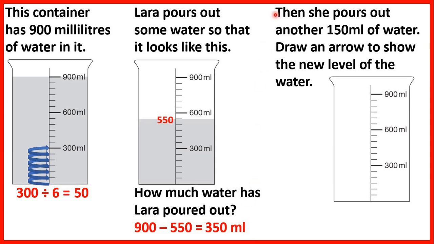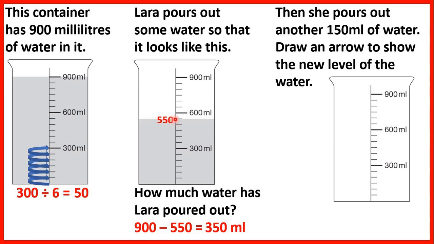Then she pours out another 150 millilitres of water. Draw an arrow to show the new level of the water. Well, we know that each of these lines stands for 50. So if she's poured out 150, that's 3 lots of 50. So our arrow is going to be 3 lines down from where it is here.